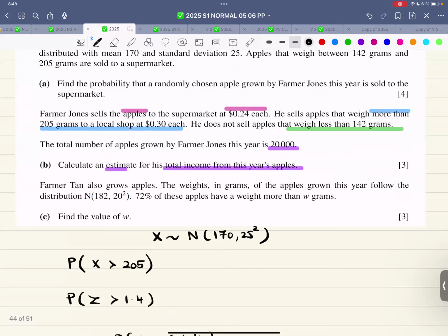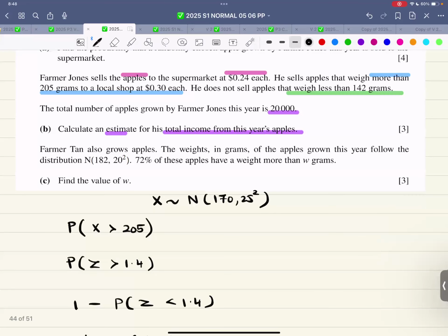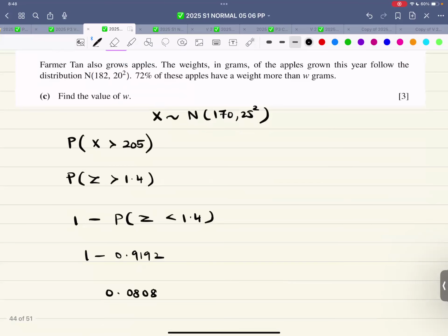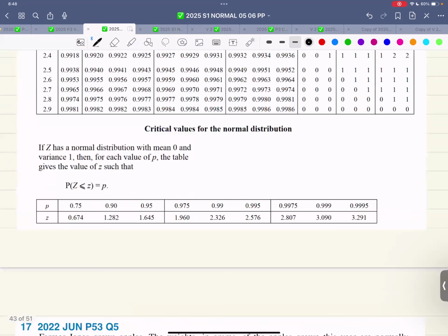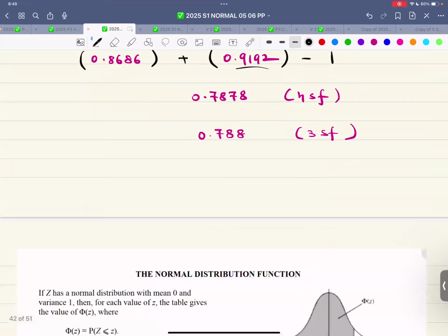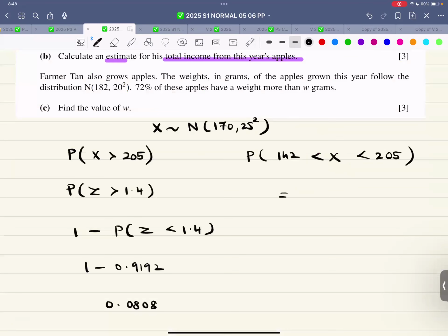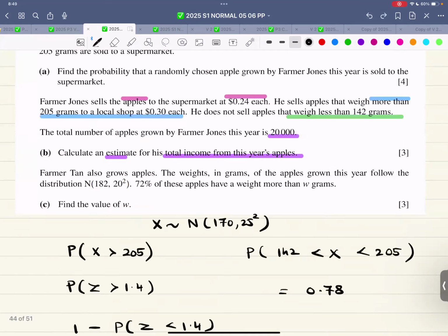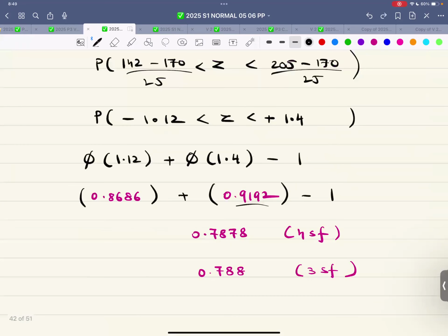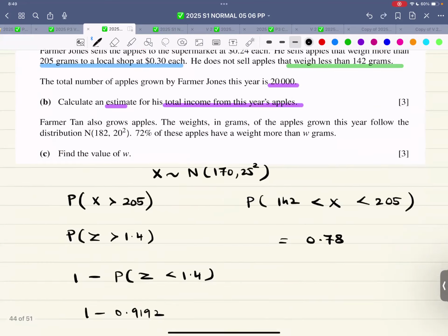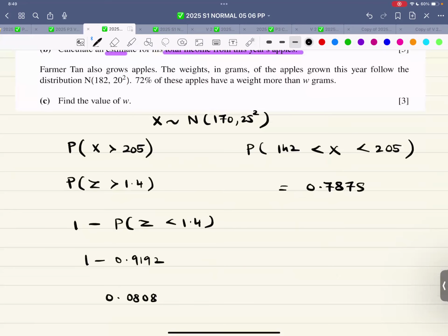That's the first thing. Now, we know the others are sold: probability X between 142 and 205. This answer came in the first part. That was 0.788, or unrounded, 0.7878.